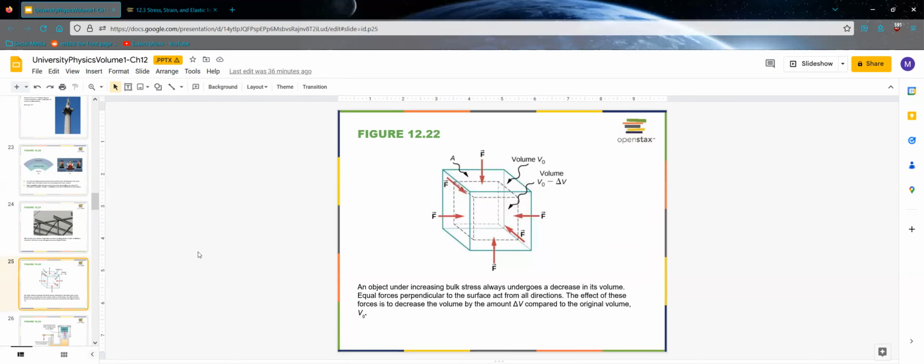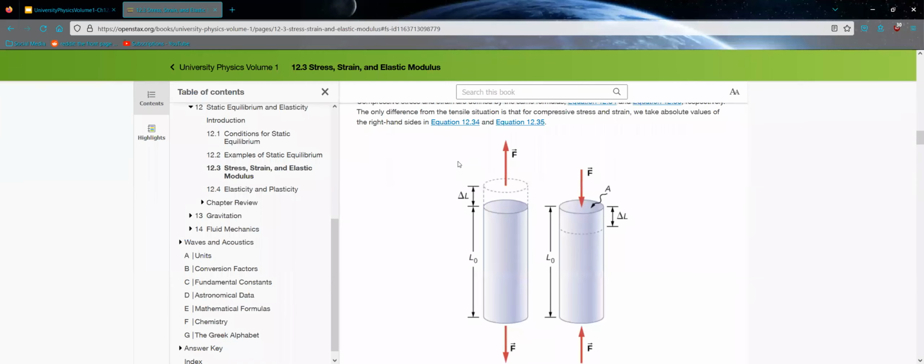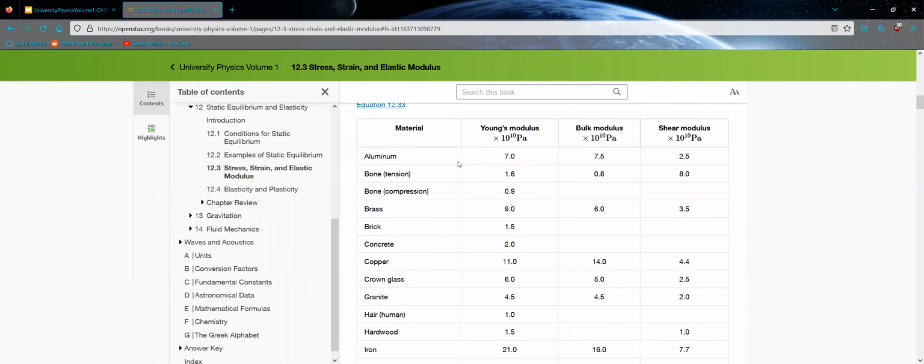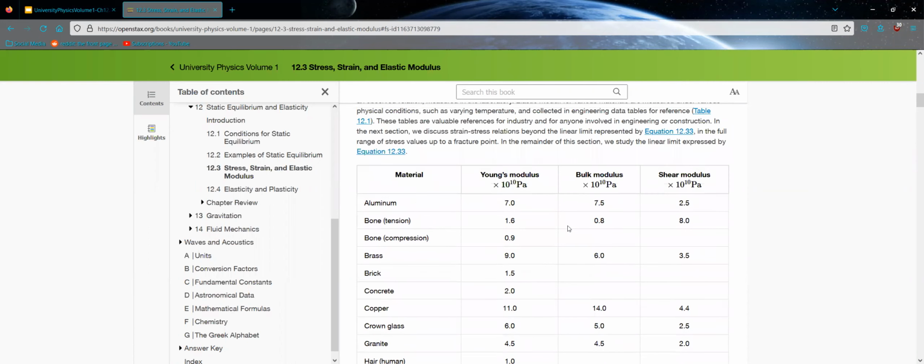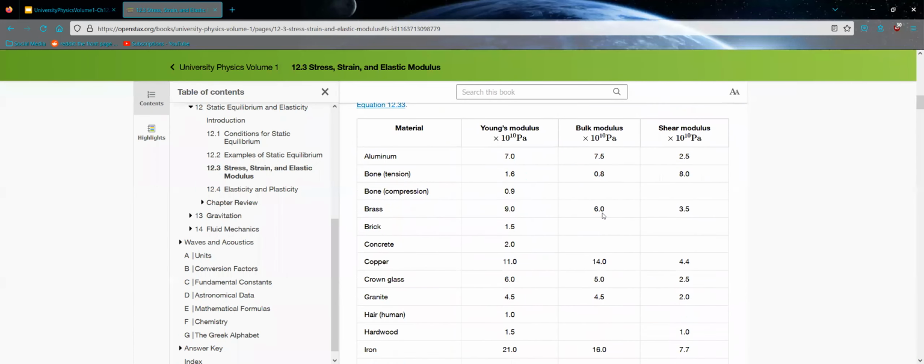Bulk stress is the compressive nature of stress. This again has its own modulus components. That table we talked about here, bulk stress has the bulk modulus, obvious, right? Funny enough, different materials will have different stress rates based on the orientation of the molecules and stuff like that. Most things tend to have a larger Young's modulus than a bulk modulus, but that's not always the case.